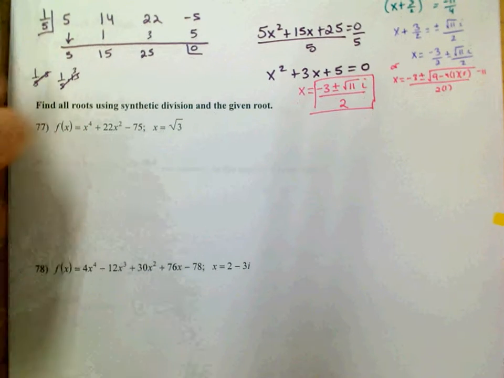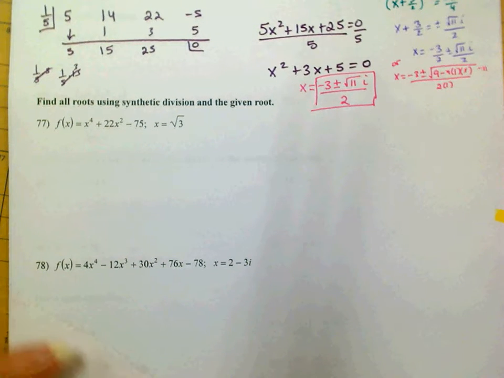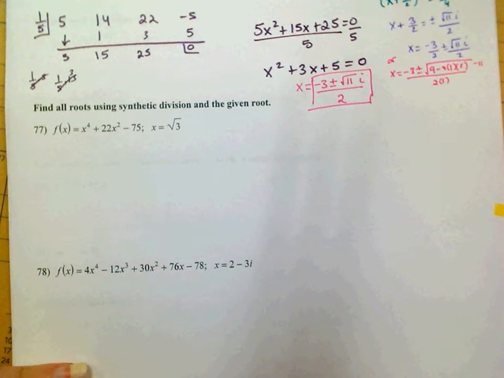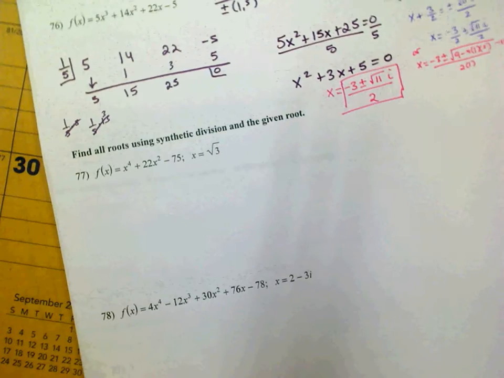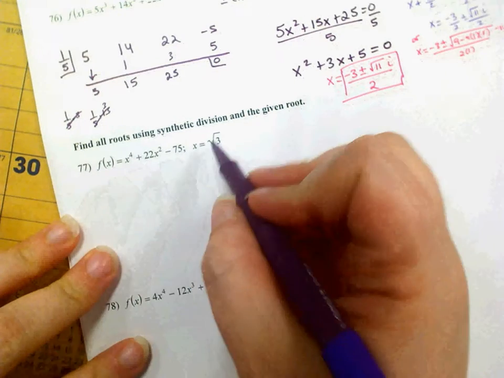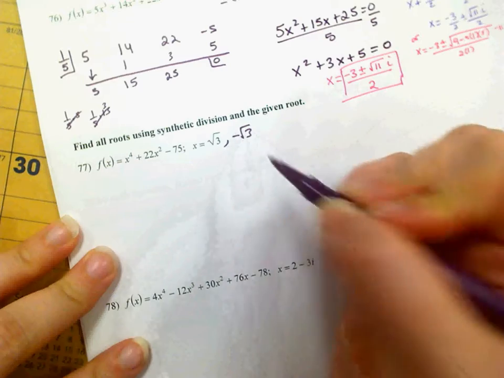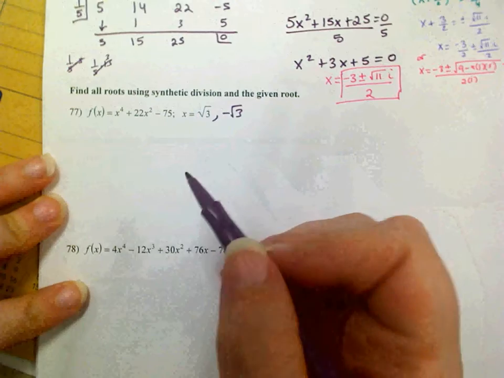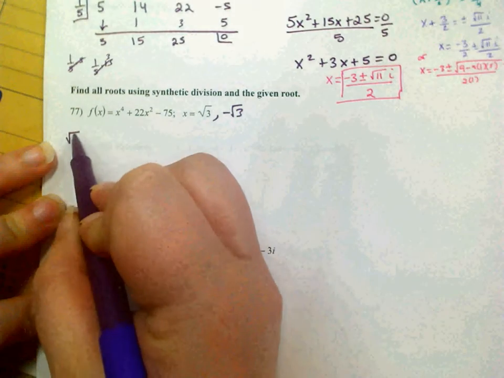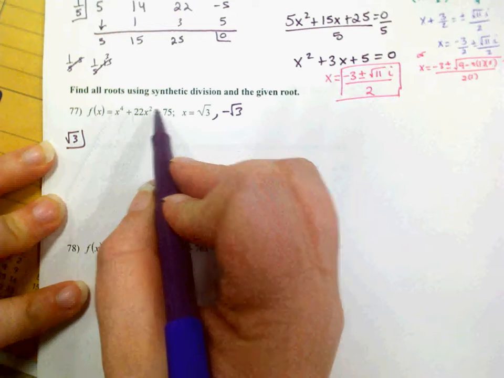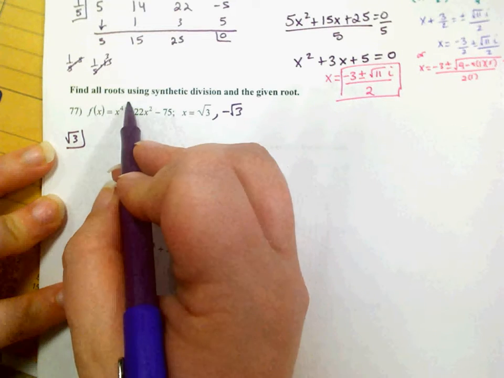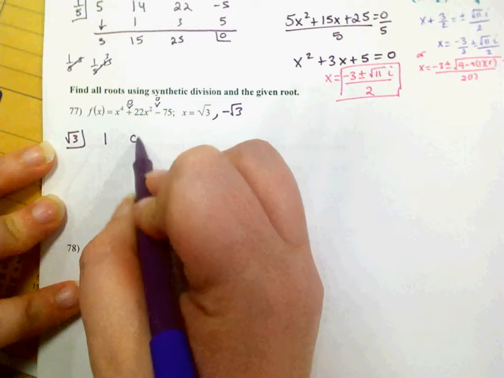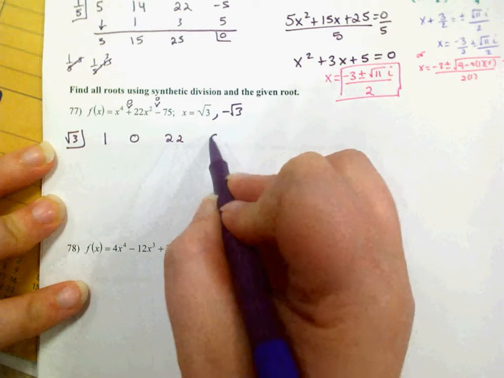Okay, number 77 is where we are. I'm giving you a root, and you're supposed to use synthetic division to solve for the remaining roots. So the one I gave you is square root of 3, and so there's an understood negative square root of 3, right? So what I want to do is put the square root of 3 outside, and then 4, 3, 2, 1, 9. I'm missing a 3 and a 0, so I need a 0 here and a 0 there. So I've got 1, 0, 22, 0, and negative 75.